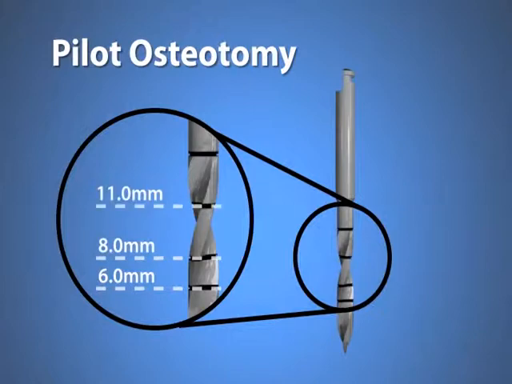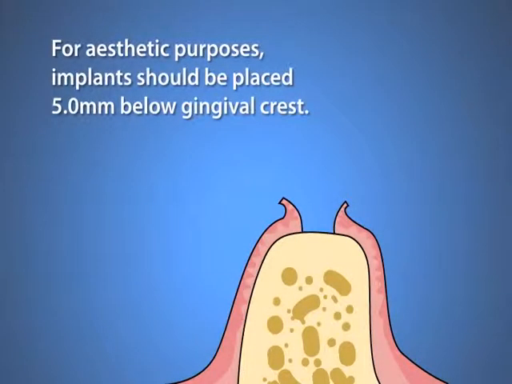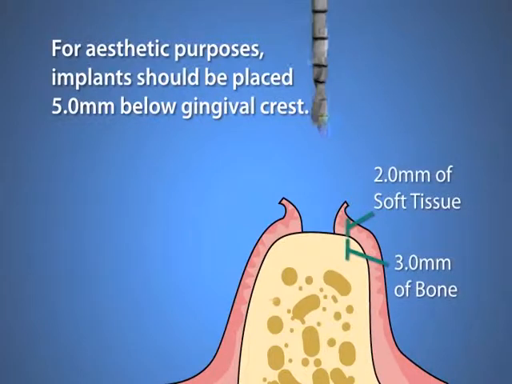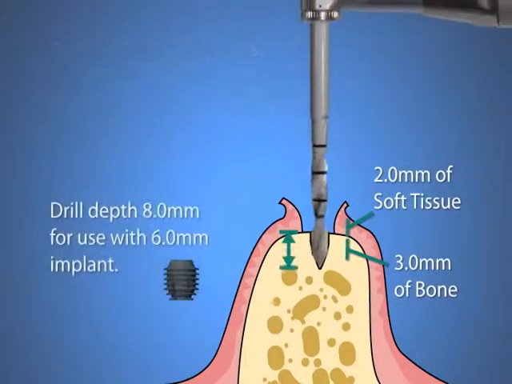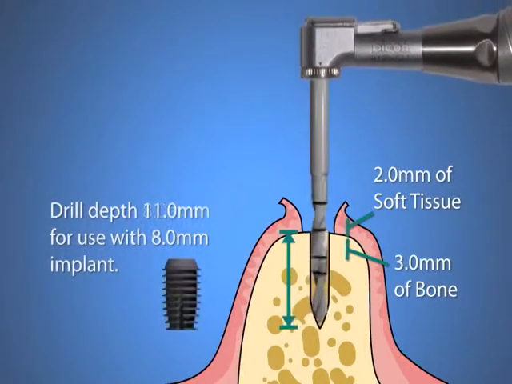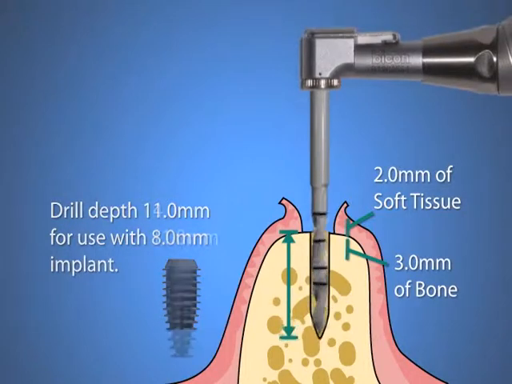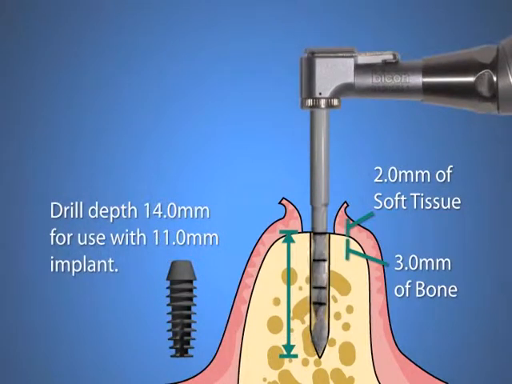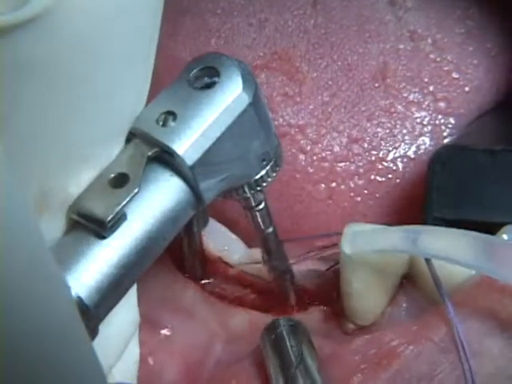If the trajectory is appropriate, drilling is continued with the pilot drill to the depth marking, which will allow for the chosen implant to be seated below the bone to the extent that it is, for aesthetic reasons, 5 mm below the crest of the buccal soft tissue cuff. Therefore, the extent to which the implant is placed below the crest of the bone depends upon the thickness of the overlying mucosa.